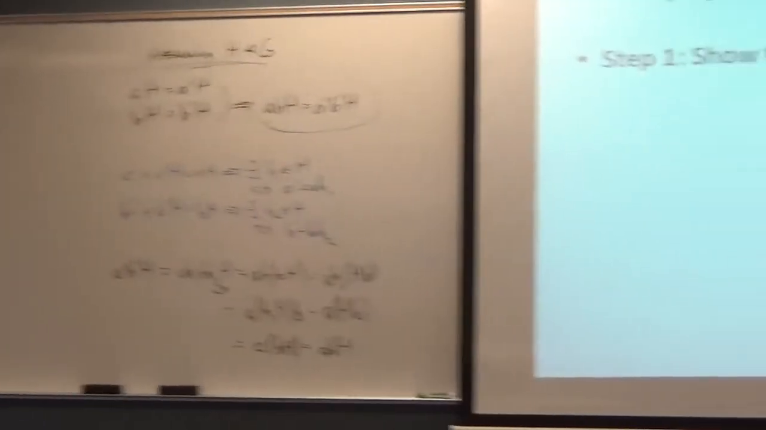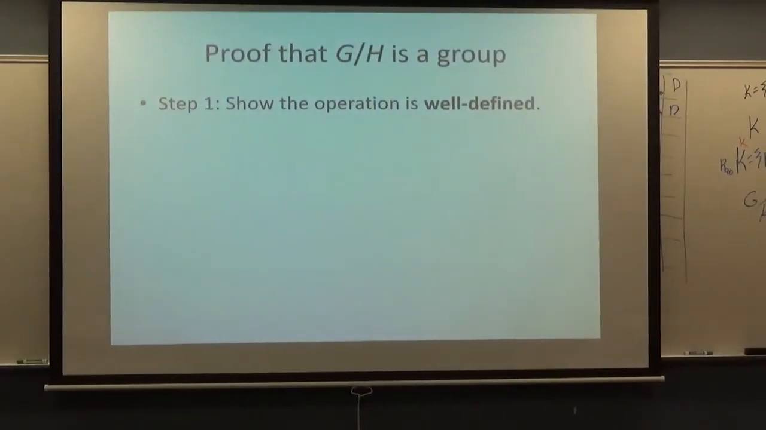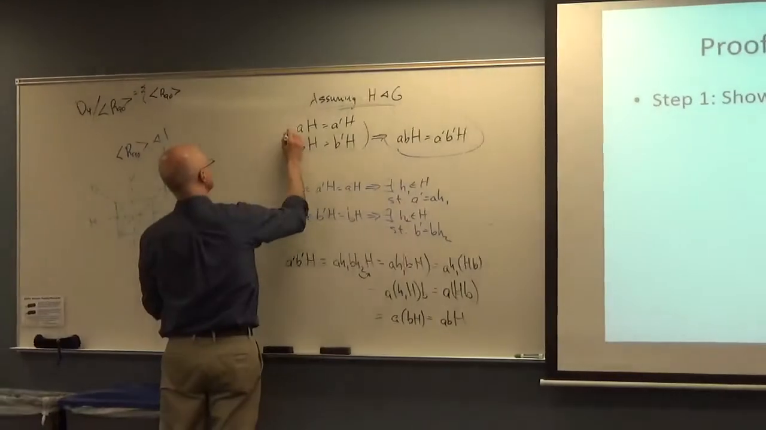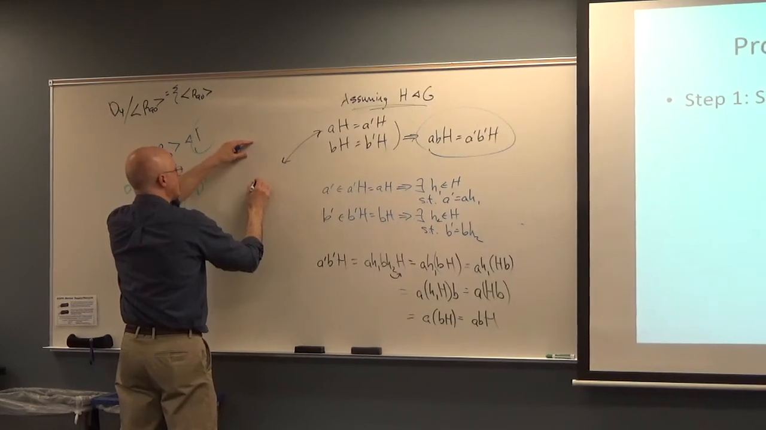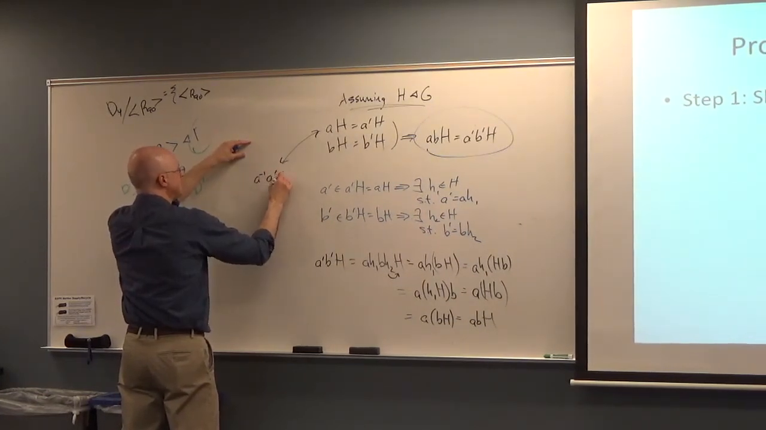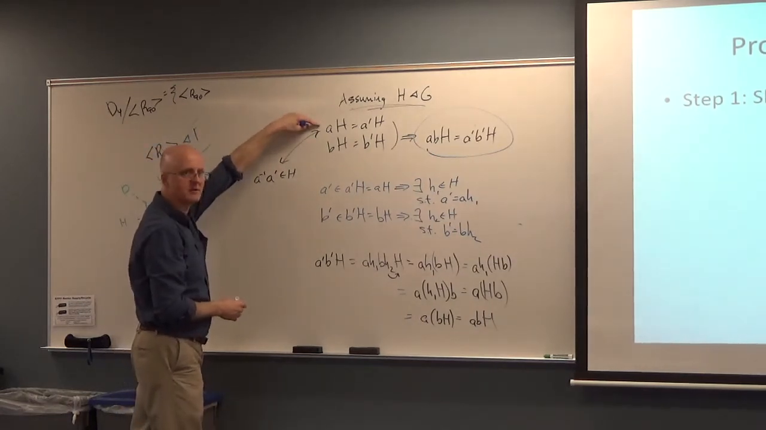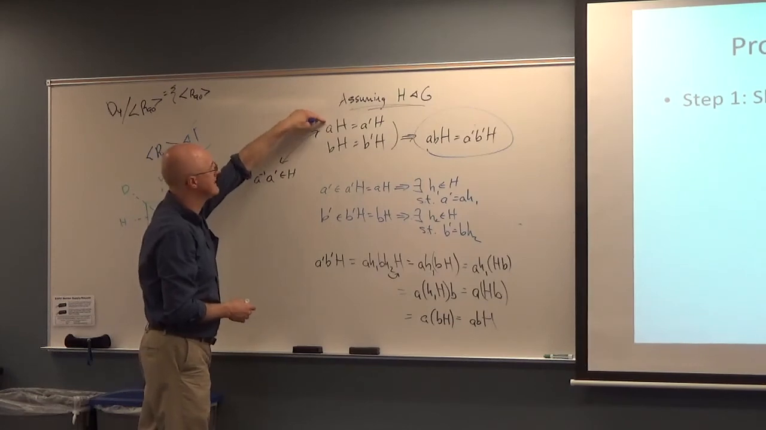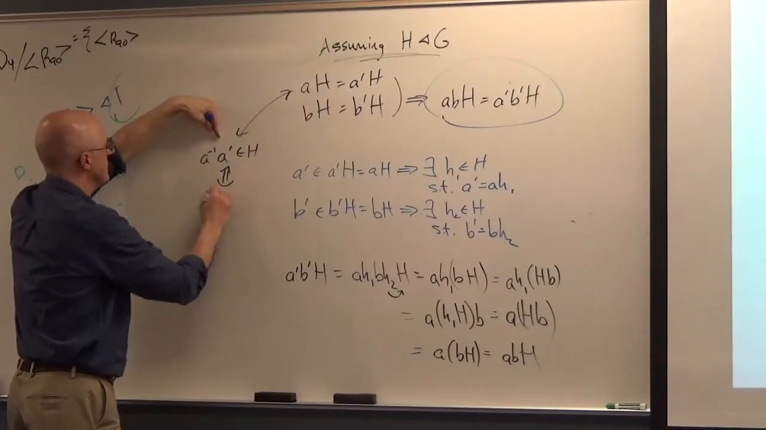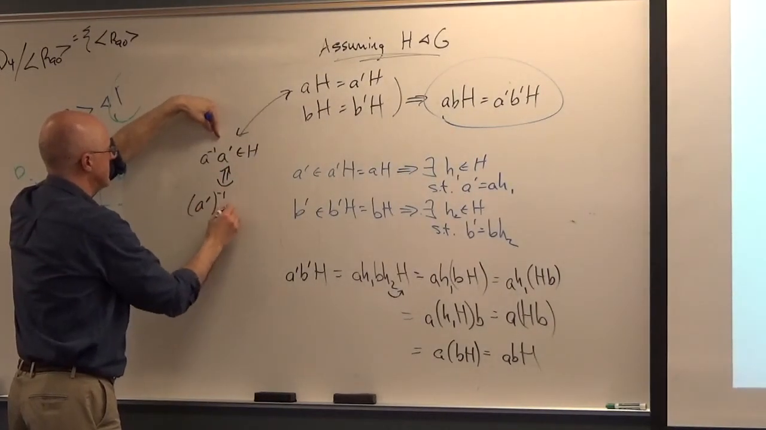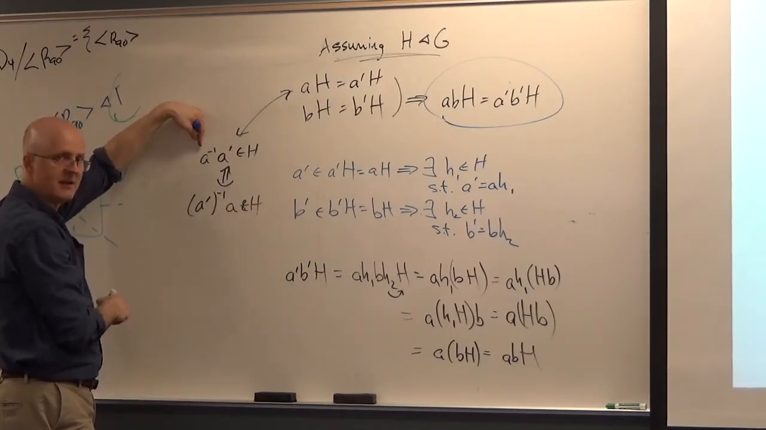I wanted to do another proof of the same fact, using the fact that something like this is true if and only if, for example, A inverse A prime is in H. That was a property of cosets. Watch where I point again and listen to what I say. There was a property of cosets that said this being true is equivalent to this being true, which, by the way, is equivalent also to this being true. You can put them in either order as long as you put the one with the inverse on the left.